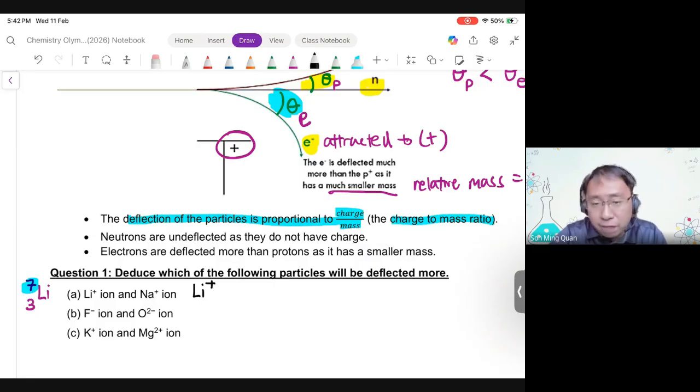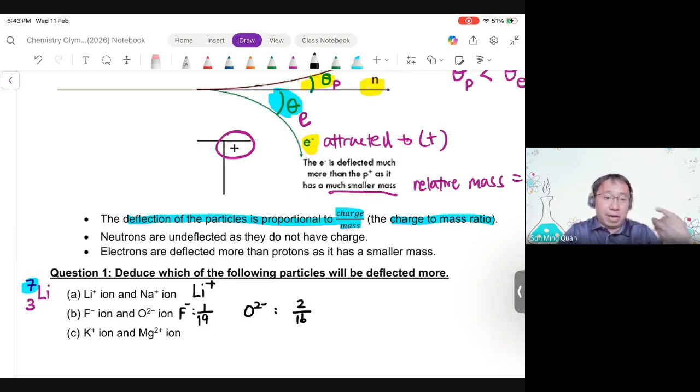Next, we come to the negative ions. Now, we do not substitute the negative in. We are just interested in the magnitude of the charge. Meaning, instead of substituting -1, we're going to substitute 1. So for F minus, it will be 1 over 19. O2 minus will be 2 over 16. The idea is we do not substitute the negative in. We are just interested in the magnitude of the charge.